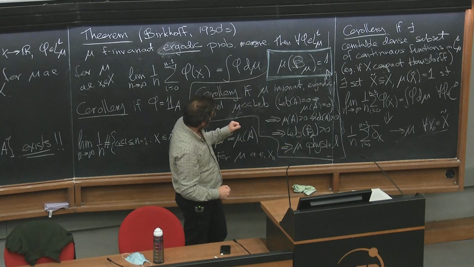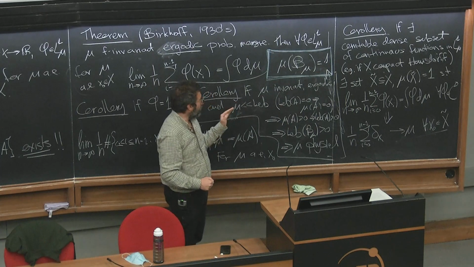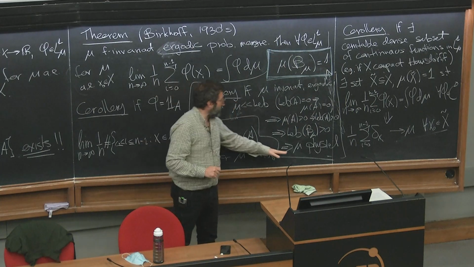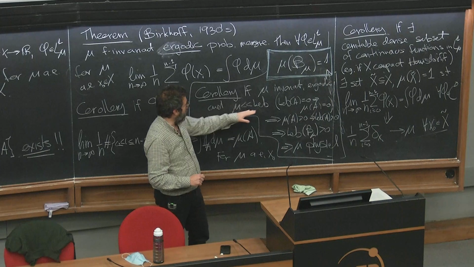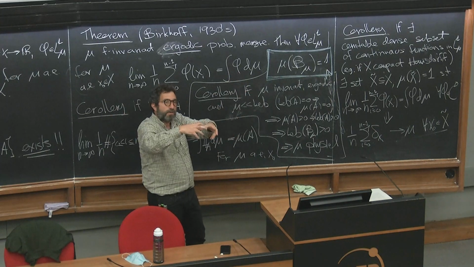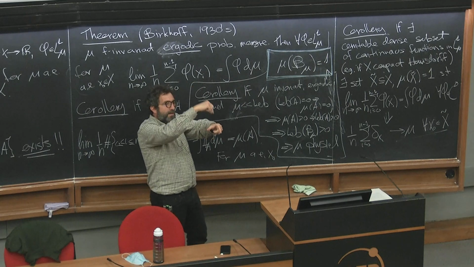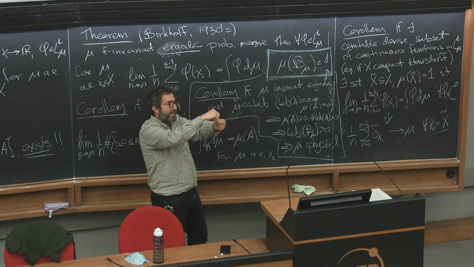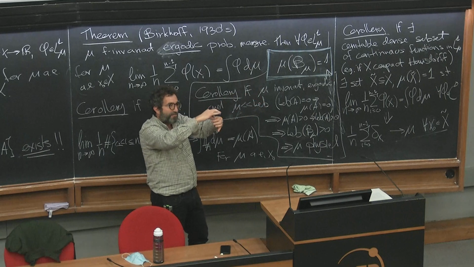So there are also other situations where you get physical measures where you do not have absolute continuity. For example, if you have a contraction map, then the Dirac delta is just on the attracting fixed point.